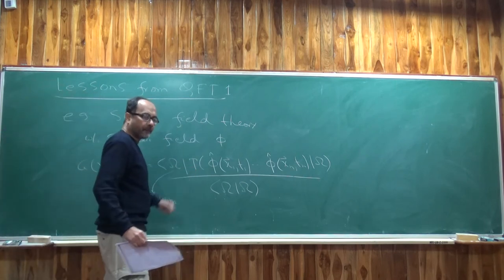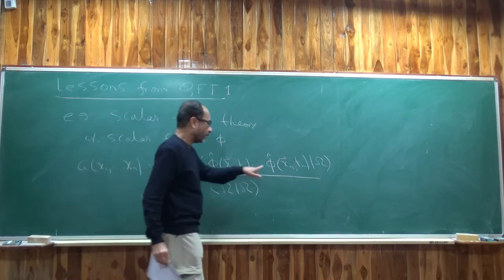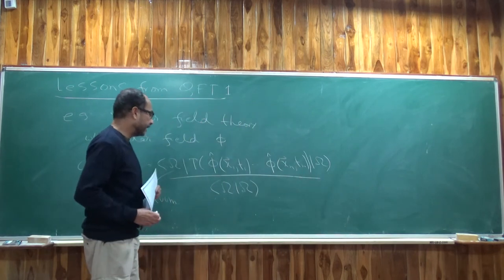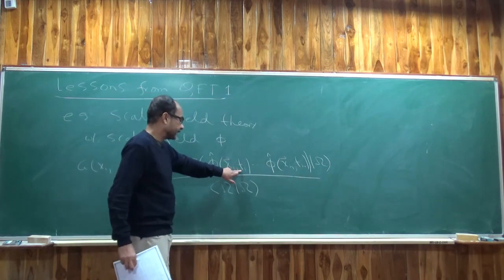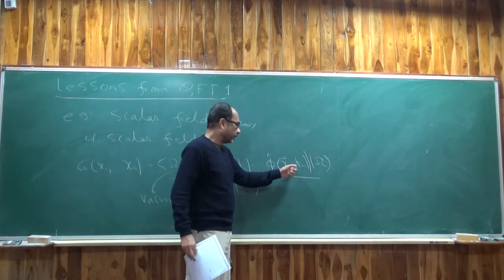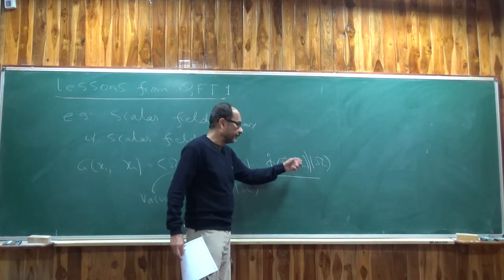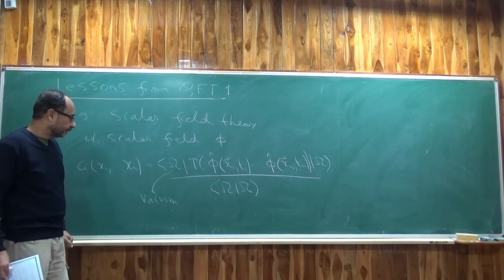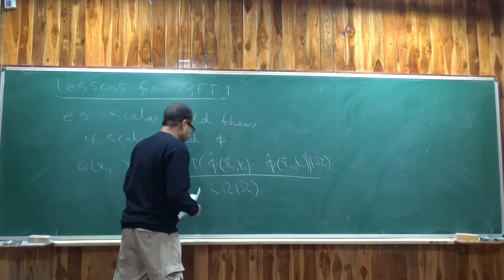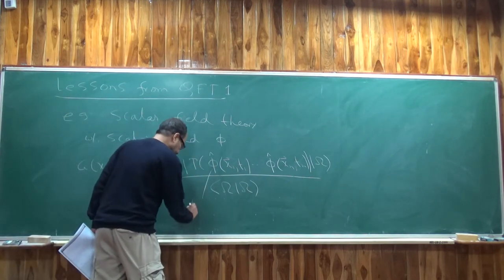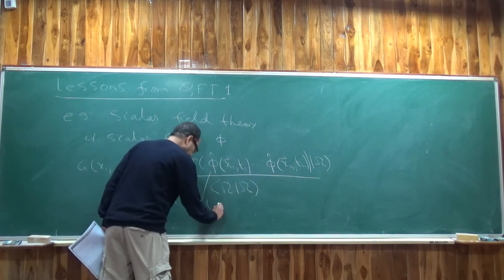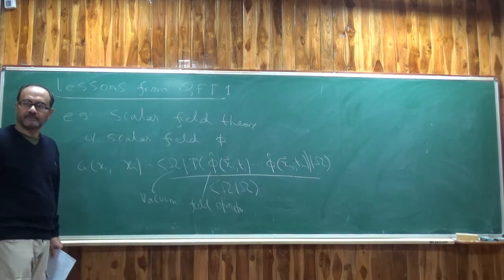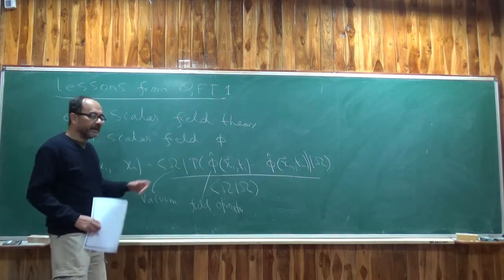This symbol is time ordered product, which means that whatever be the order of operators inside this product, you always make sure that the one with the earliest time in the argument is to the extreme right, the one with the largest time or the latest time is to the extreme left. That's how you define time ordered product. And this phi hat is a field operator. Is this notation familiar to everybody?